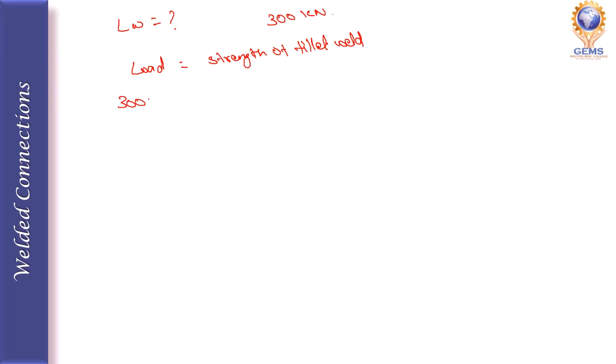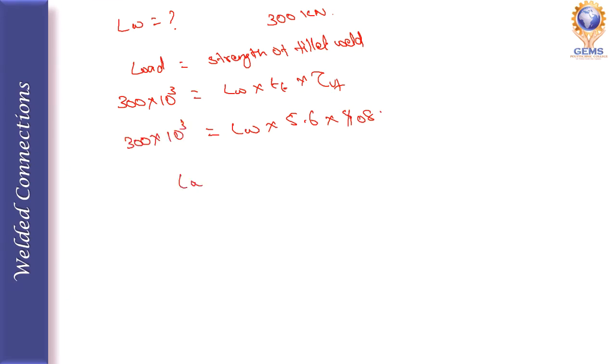The load, 300 into 10 to the power 3, equals LW into TT into tau VF. LW we have to find, and TT is 5.6 into 108. So LW comes around 496.03 mm. We take it as 500 mm. So LW is 500 mm.